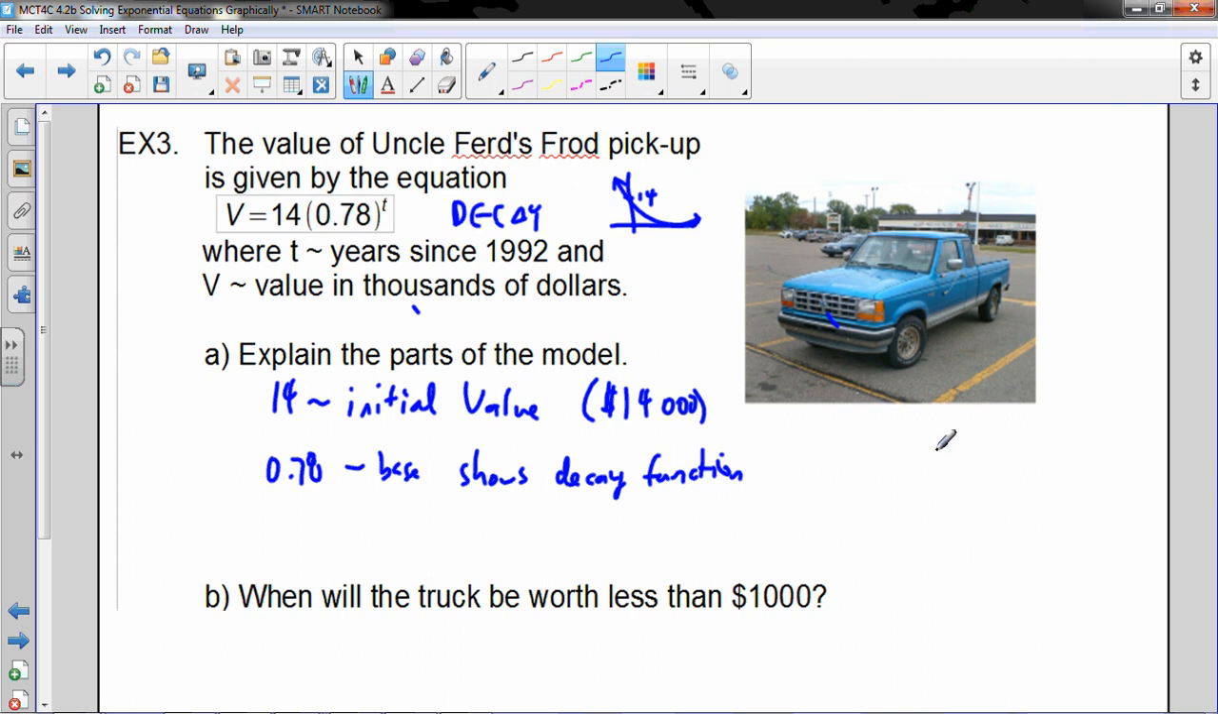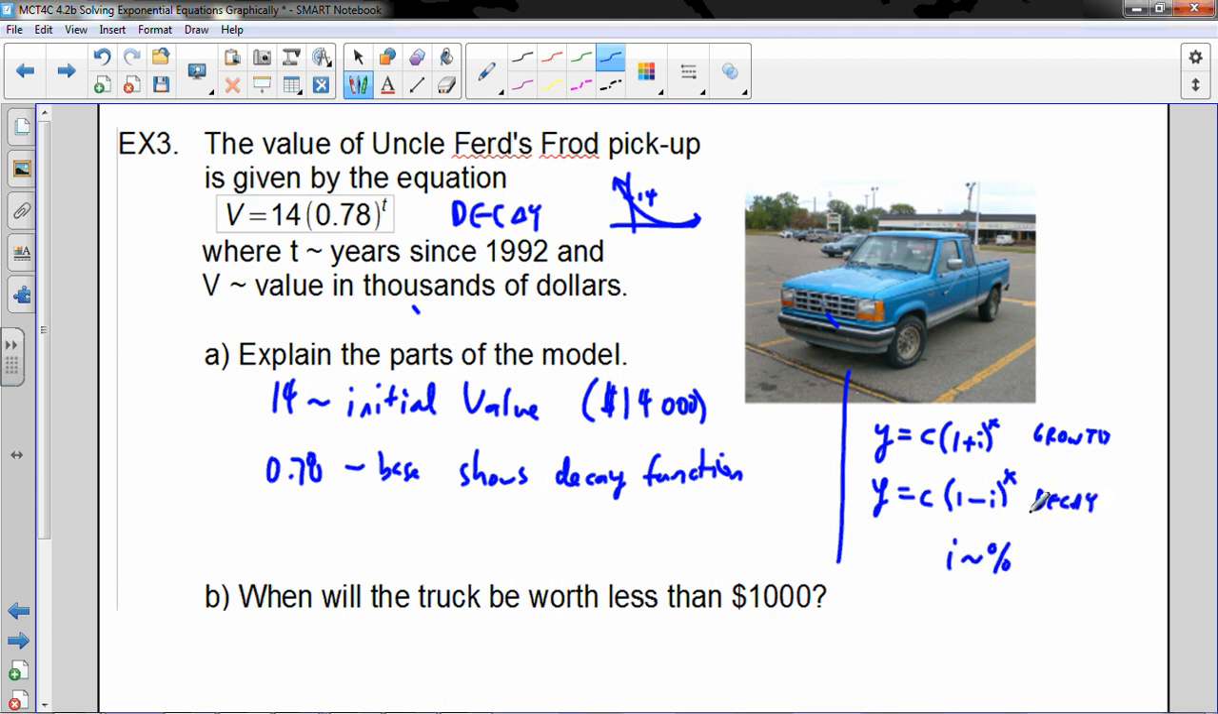And in fact, the two models that you may have seen from grade 11 are this sort of thing. Y or V or A for amount, however you think of it. If this is above 100% or 1, that's growth. Again, the base is more than 1. But if it's 1 minus i, that's decay. And this i is the percent that it's going up and down. So what we've got to do is figure out how much percent it has gone down from 100. And hopefully you've figured out already that it's 22%.